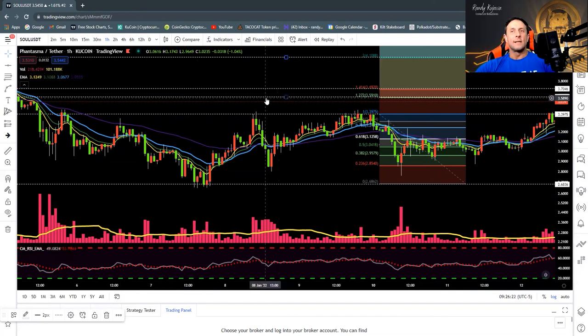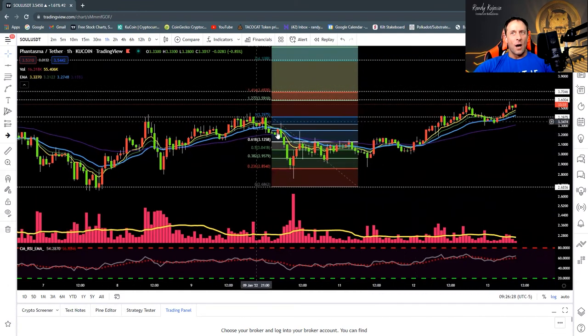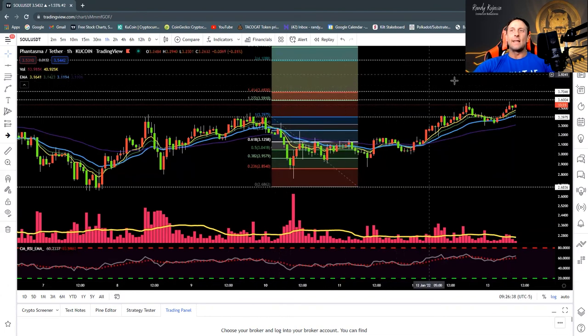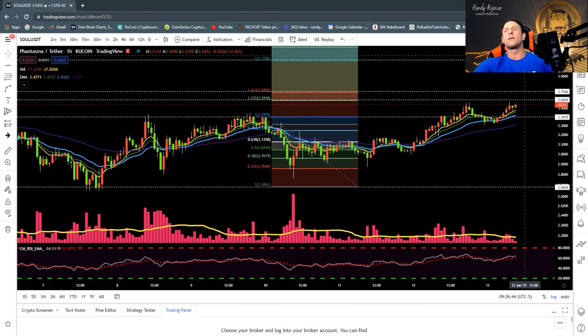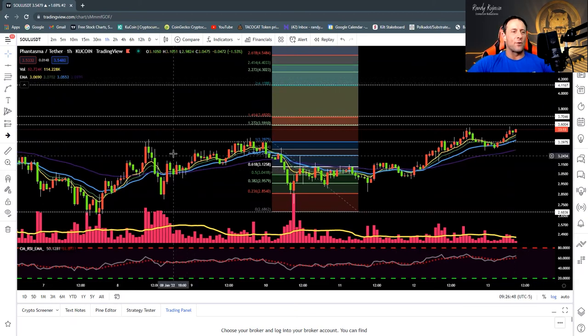Now if we look into the future, where did the price come to? Boof, it hit the 1272 and got rejected. It came back down, hit the 1272 again, got rejected. And then it's probably going to go back up to the 0.2, which is around the $4.20 mark, right here. So the 0.2 is going to be around 415 to 420.